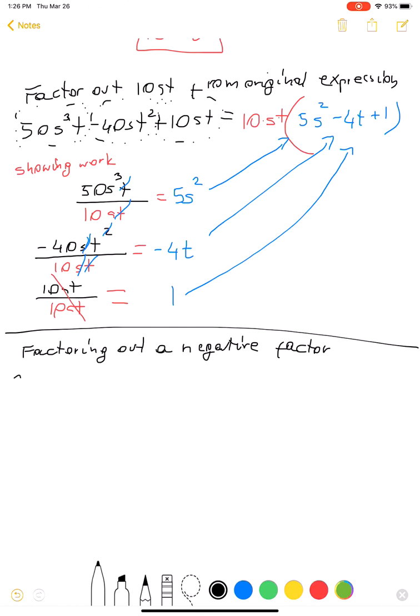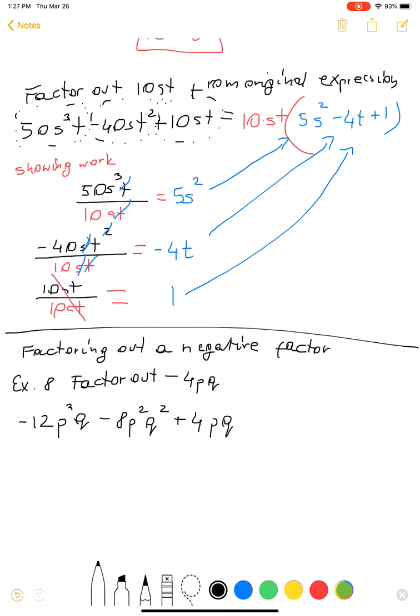This is example 8 from the PowerPoint. Factor out negative 4PQ. Okay, and your original expression is negative 12 P to the 3rd power Q minus 8 P squared Q squared plus 4 PQ to the 3rd power.